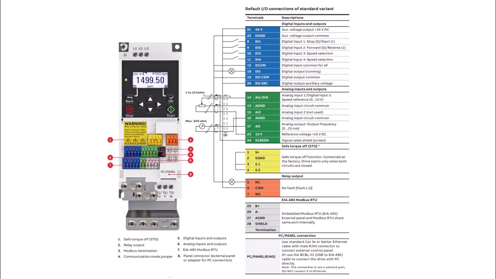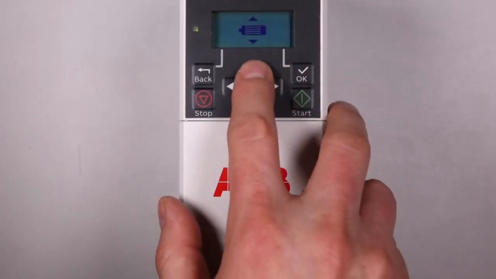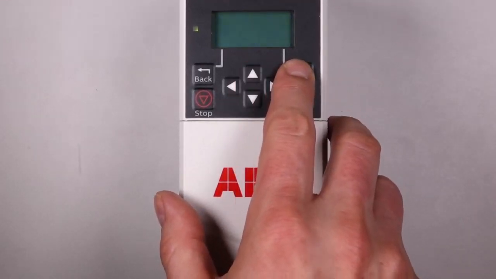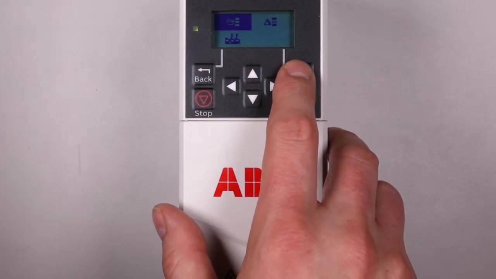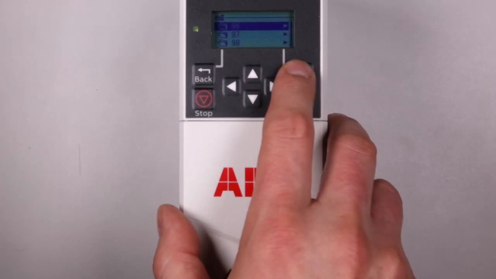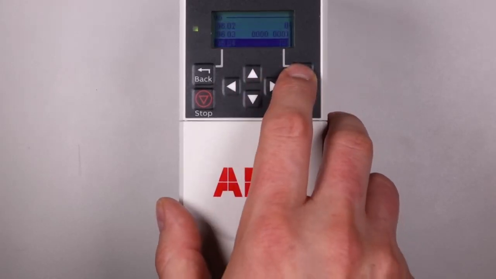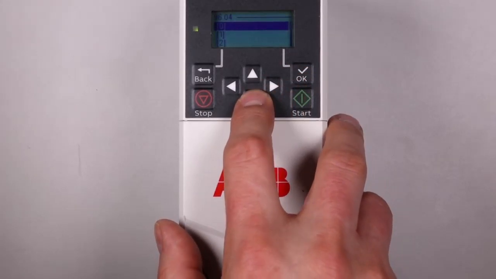An application macro, which is a default parameter template for the drive's functions, should be selected to act as a base for the rest of your drive programming. First, select the main menu, then press the Up button and select the parameters icon with the OK button. Select the Complete Parameters List icon. Next, scroll up to parameter group 96 and select it with the OK button. Scroll down to parameter 9604, which is macro select, and select it with the OK button.